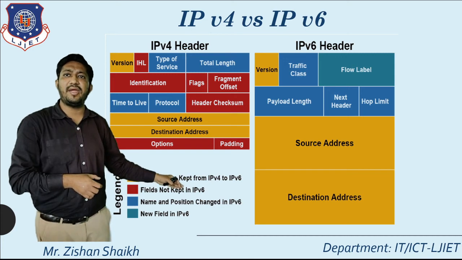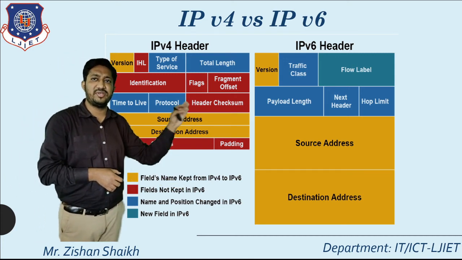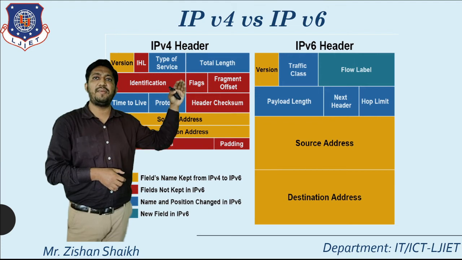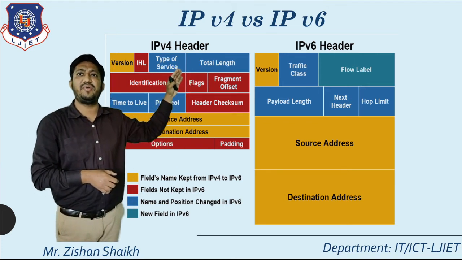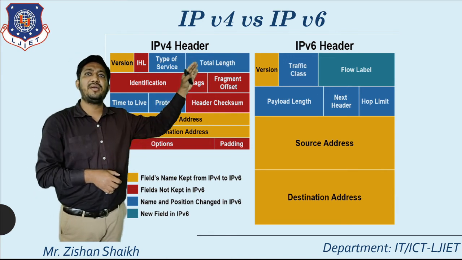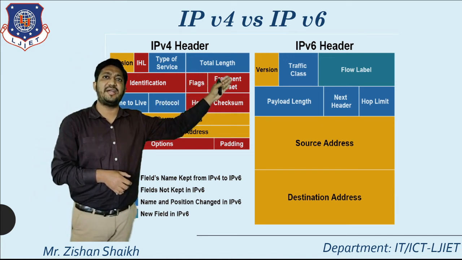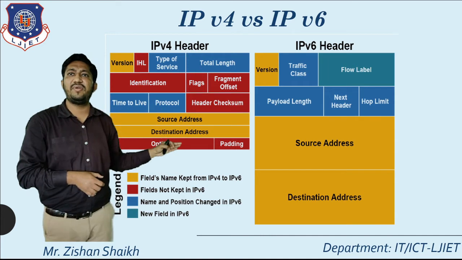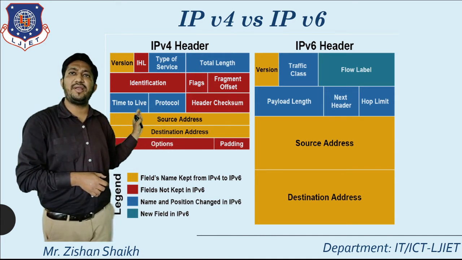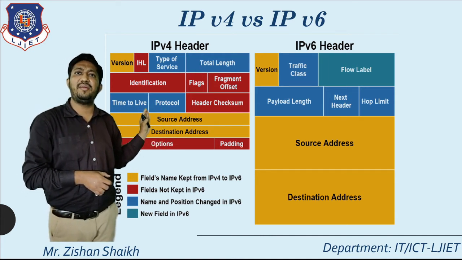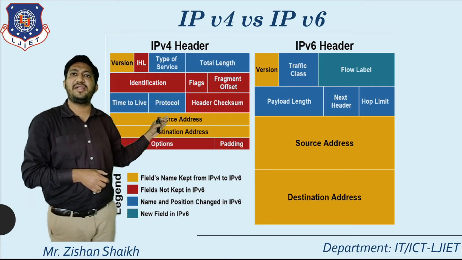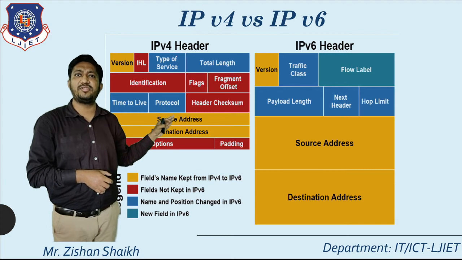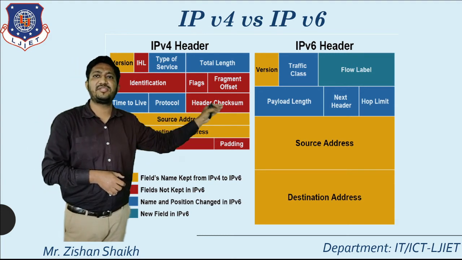So in blue, the name and position are changed in IP version 6. Those fields are taken from IP version 4, but the name is changed. Type of service in IP version 4 is renamed in IP version 6 as traffic class. The same way, the time to live field in IP version 4 is changed to hop limit. The same way, protocol in IP version 4 becomes the next header.